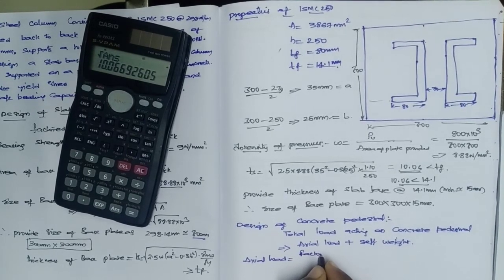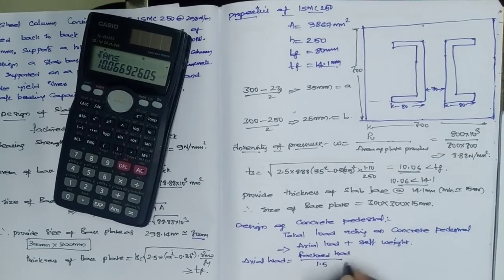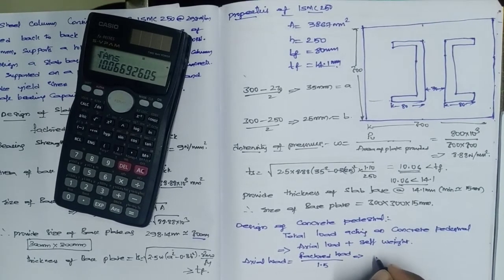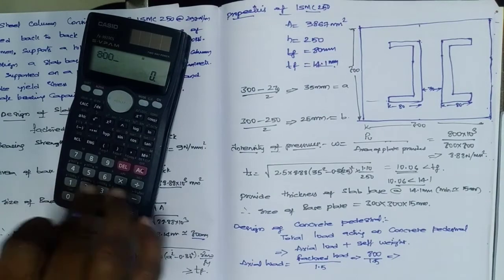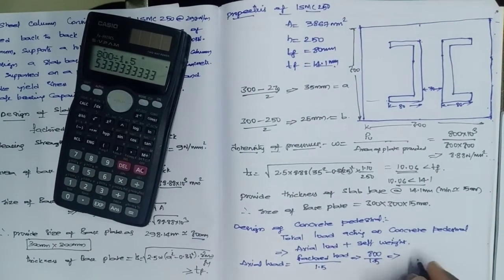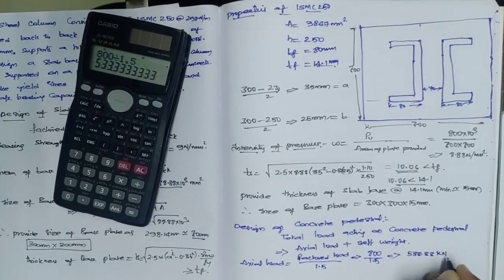Factored load by 1.5, means 800 divided by 1.5. So 533.33 kilonewtons.